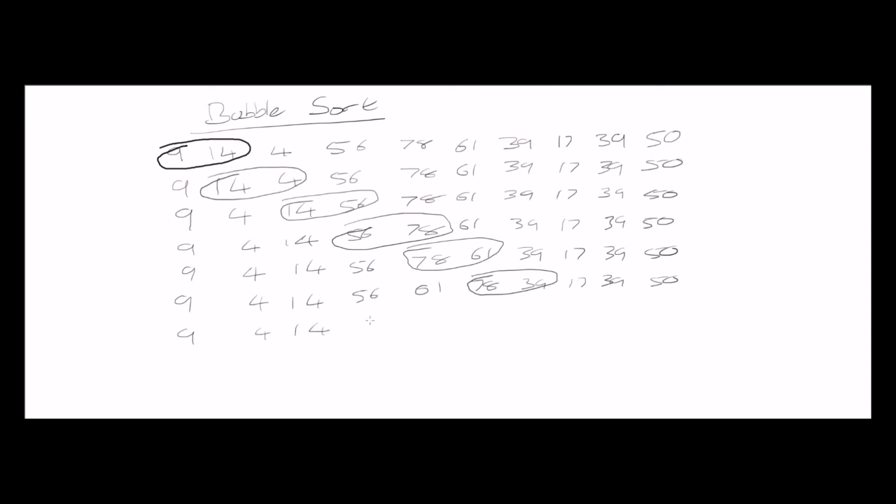So I'll write out the list again up until this point. And then I can see that 78 is bigger than 39, so I've swapped those two round. And then I compare 17 and 78. So I'll write out my list again. And then I can see that 78 is bigger than 17, so I've swapped those two round.